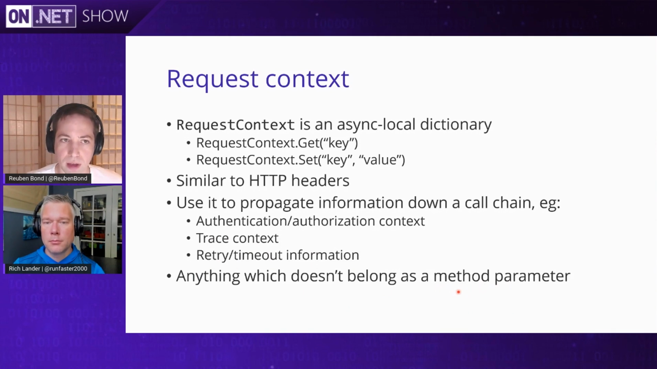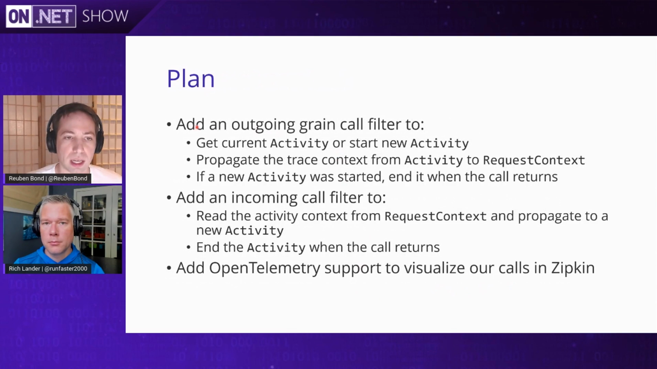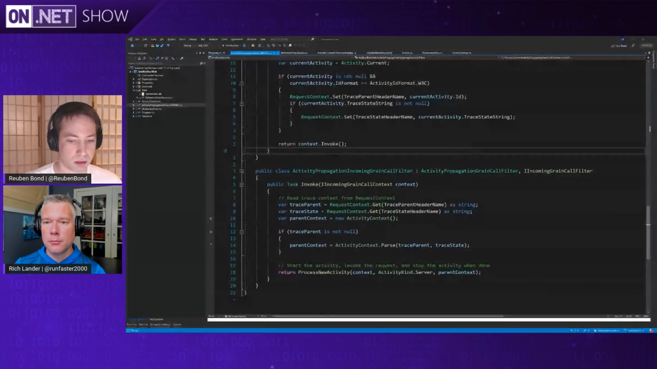So with that stuff out of the way, what we're going to do today in order to implement OpenTelemetry is create two call filters. One that's going to try to propagate the current activity that's in scope onto the request context, and that'll be an outgoing call filter. And then an incoming call filter that's going to pull that information back off the request context and propagate it into the activity. And then we'll add OpenTelemetry support and view the traces in Zipkin.